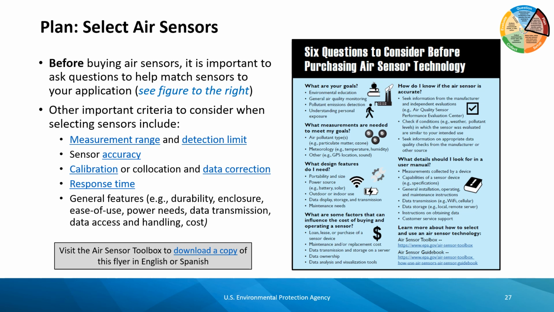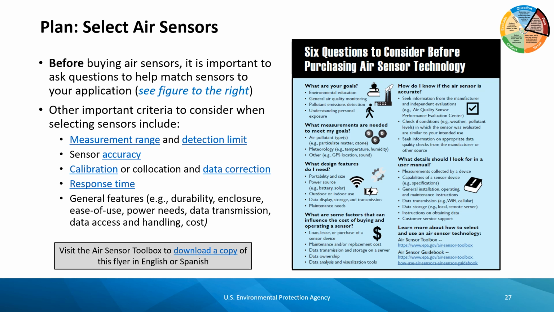Question 1. What are my goals? The data quality you need from a sensor may vary depending on your goals. For instance, you might need a more accurate sensor to understand personal exposure, but could use one that is slightly less accurate for environmental education.